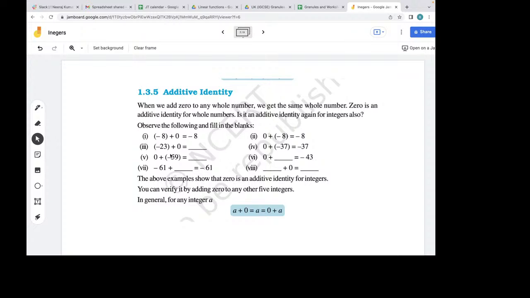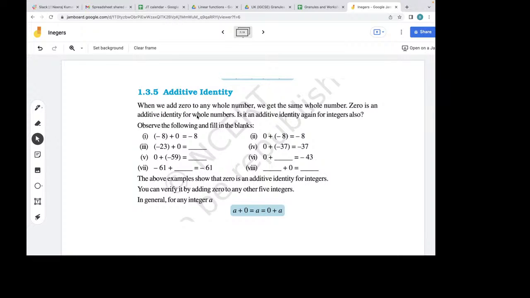So additive inverse was, if we have this integer a, minus a is the additive inverse of a, because if we add these two together we get 0. So now let's learn about additive identity.